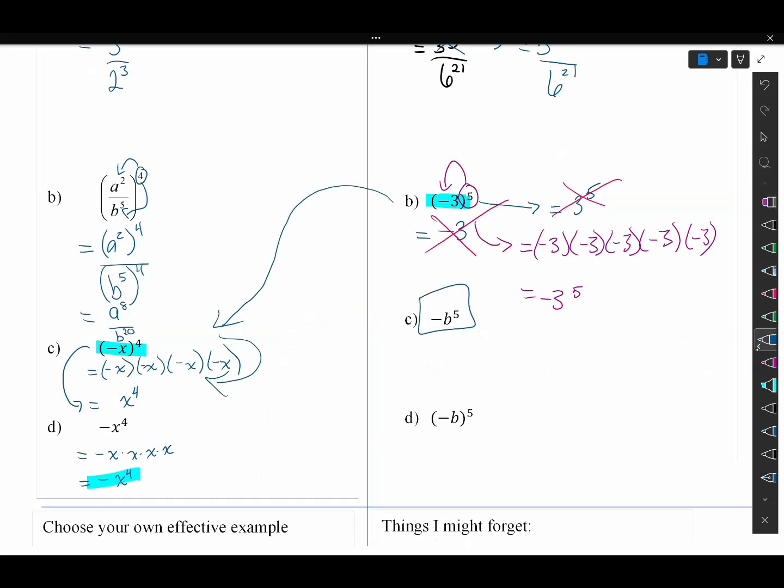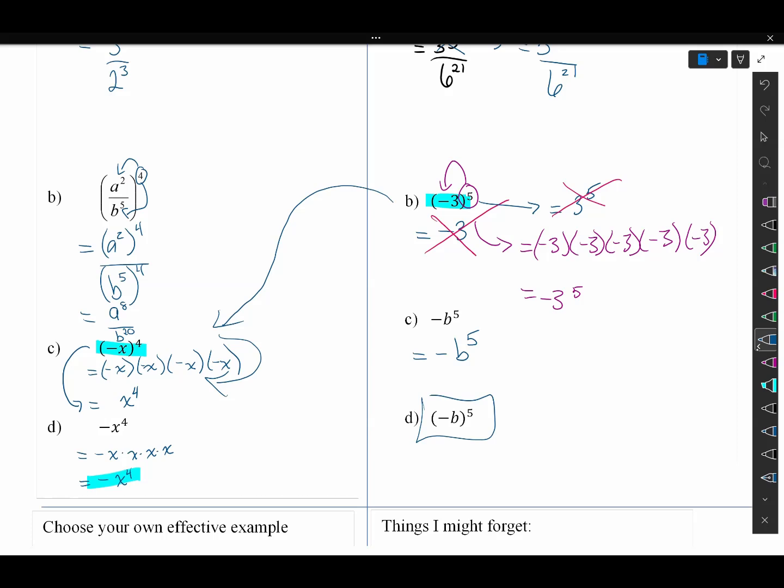Right here, negative b to the exponent 5, nice and easy. There are no brackets. There's no way to simplify this. We're just working with negative b to the exponent 5. Just as we did before. Remember, we expanded it. We tried. There was no way to cancel out because there was only one negative sign to begin with because the base we're working with is not negative b. The base we're working with is just b.